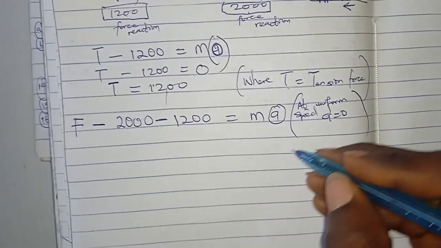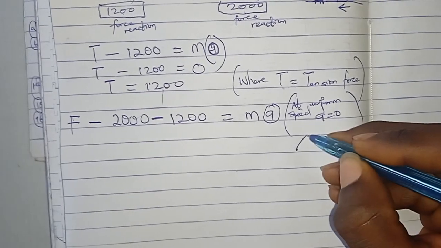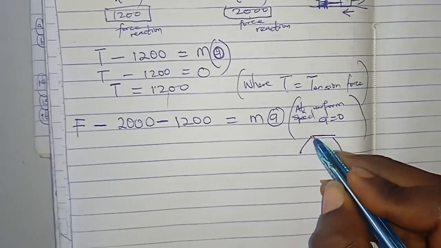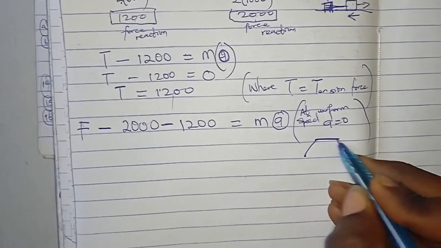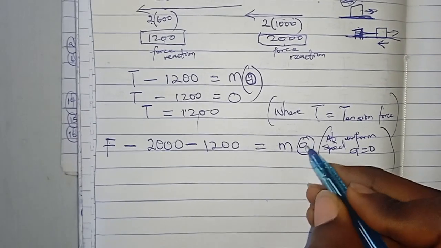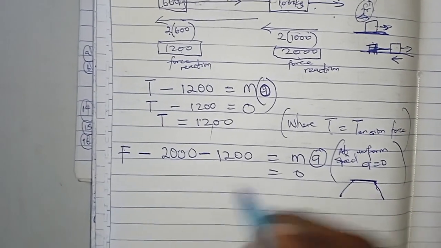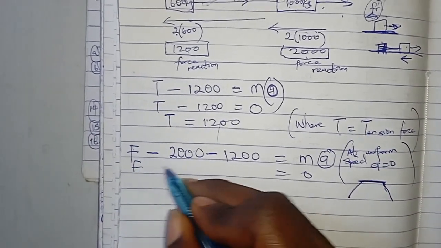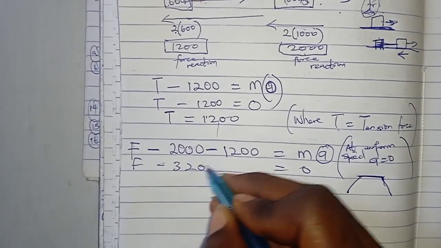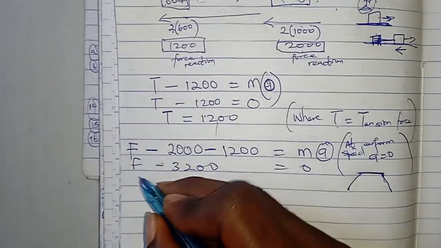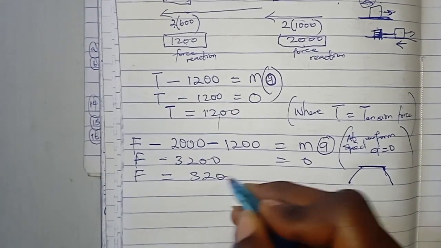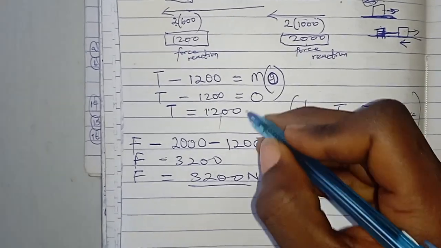Remember I told you that acceleration, always see acceleration this way, see deceleration this way. This is uniform speed. So at uniform speed there is no acceleration, no rise, so it's 0. So everything here is equal to 0. And this sentence says F minus 2000 minus 1200, that is minus 3200, equals 0. So F here is equal to 3200 Newton.